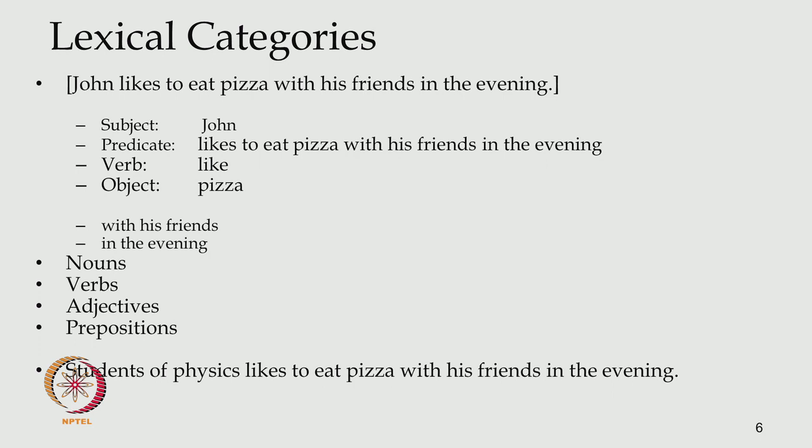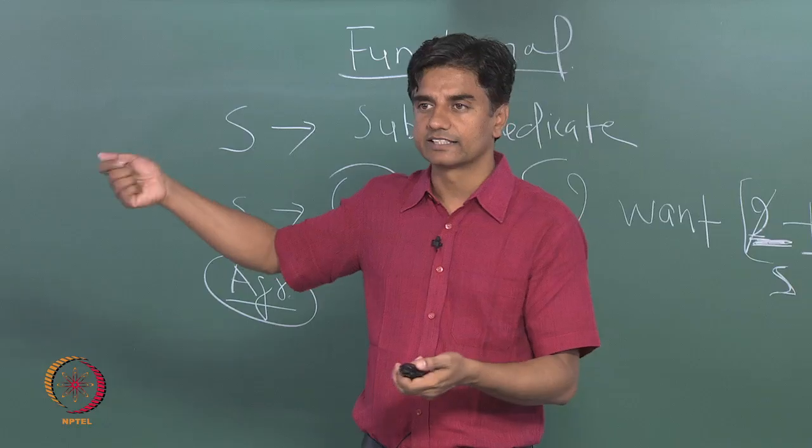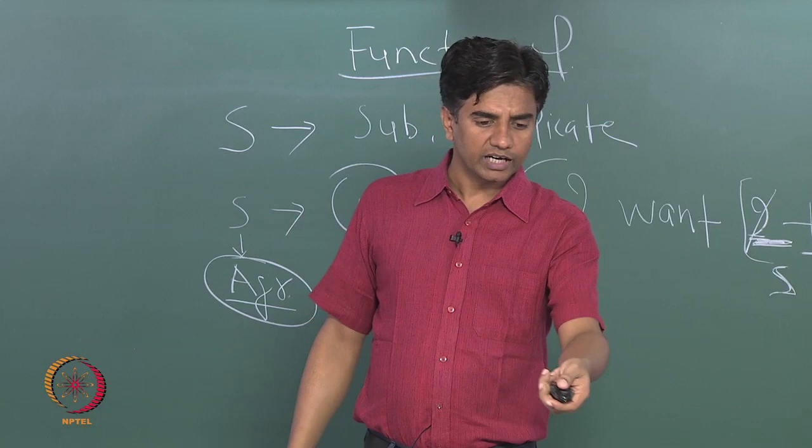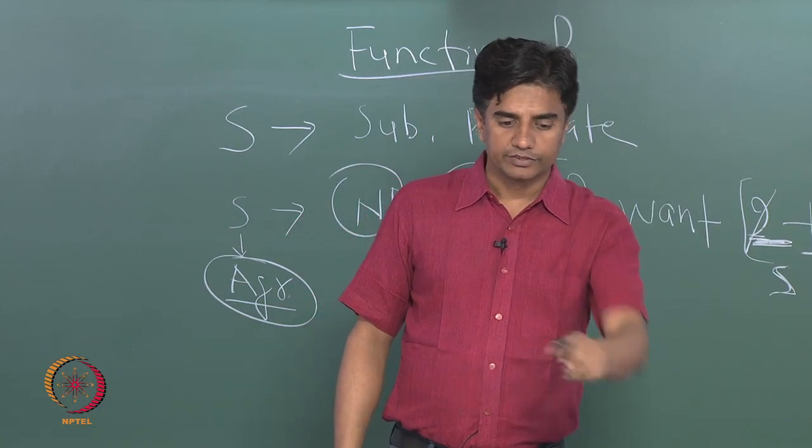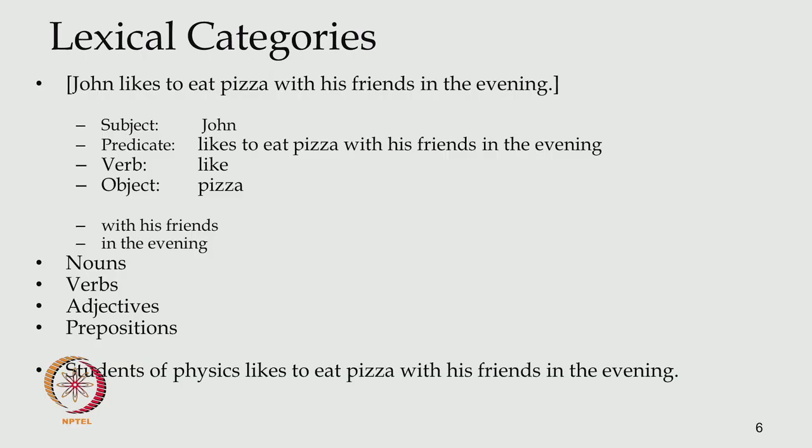This is why I have listed with his friends and in the evening as something else that we will discuss. I have a sentence like, students of physics, this is not a good sentence. You see that? What will be the word? Students of physics like to eat pizza with their friends in the evening. Actually, I think what I wanted to write is student of physics. Okay? So, that's a typo nonetheless.